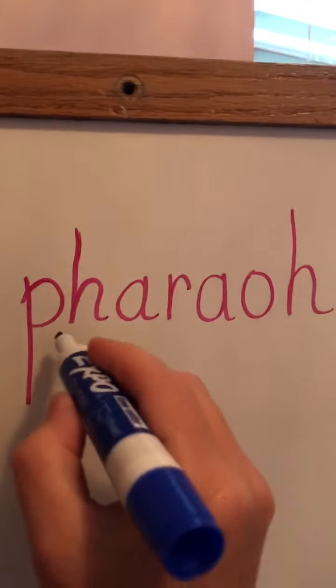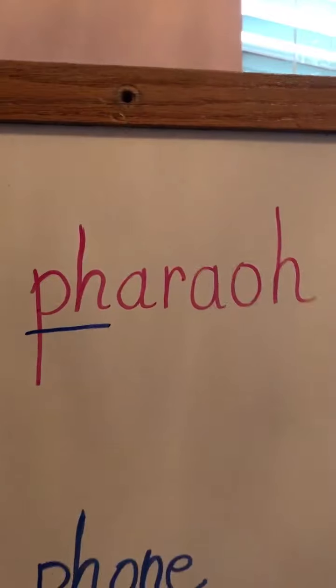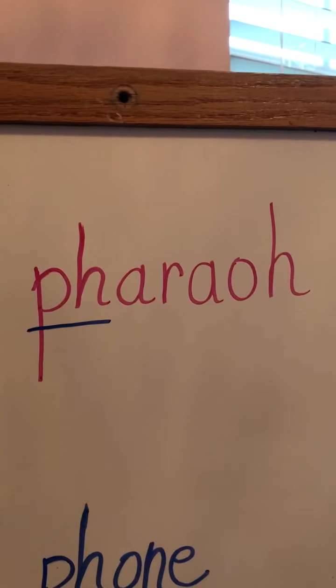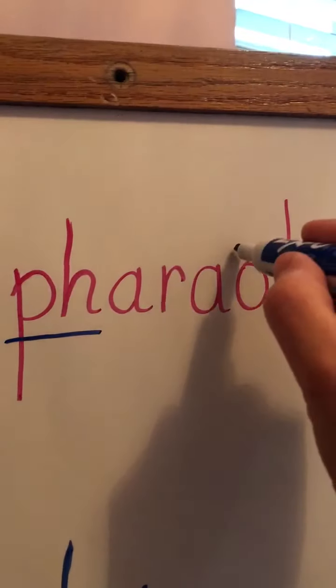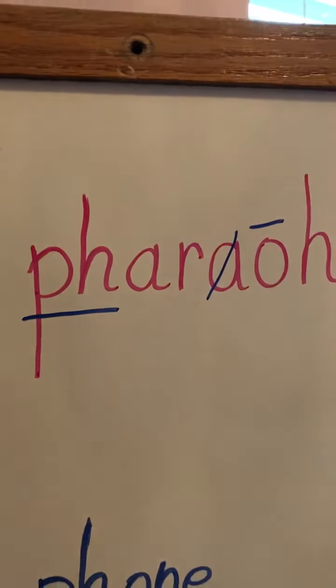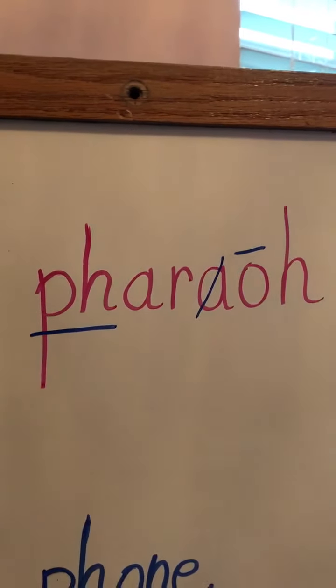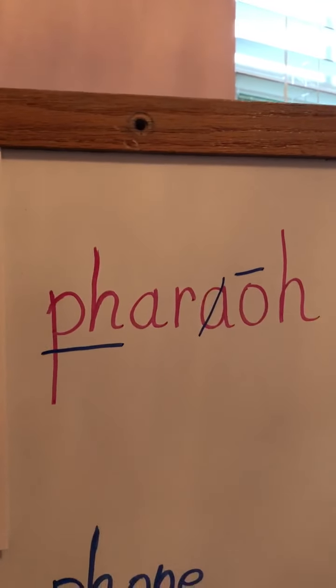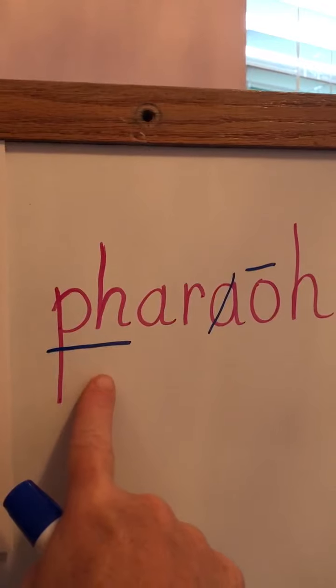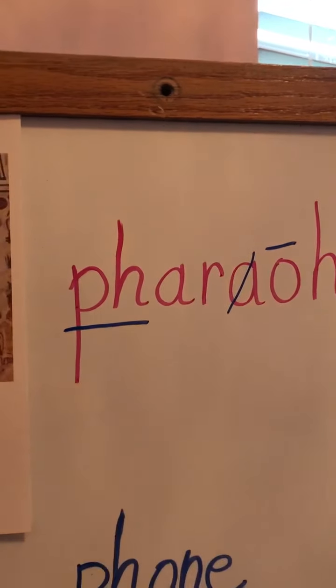Pharaoh. You hear it at the beginning of that word. Now in this word you have pharaoh. The O is long, and the A, that's an interesting letter combination there. You don't see that often, but the A is silent and the O says its name. But the most important thing about pharaoh is that PH says F.